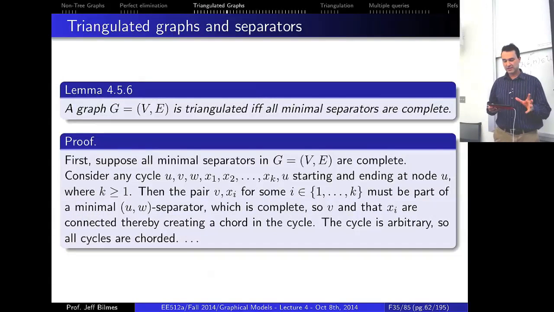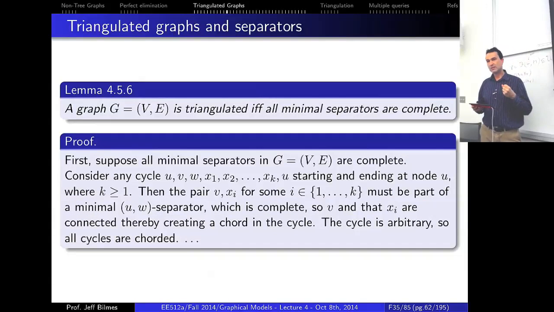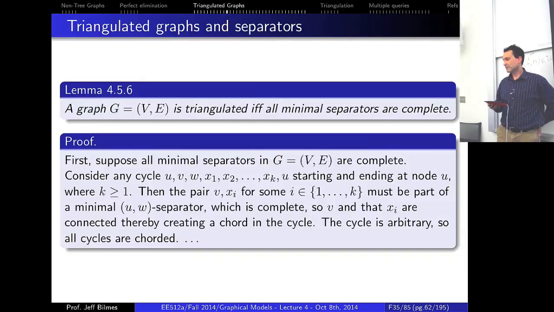Okay. The next theorem is super important. Basically it says that a graph is triangulated if and only if all minimal separators are complete. So in other words, all minimal separators are little cliques. Doesn't mean that they're max cliques, it just means that they're cliques.